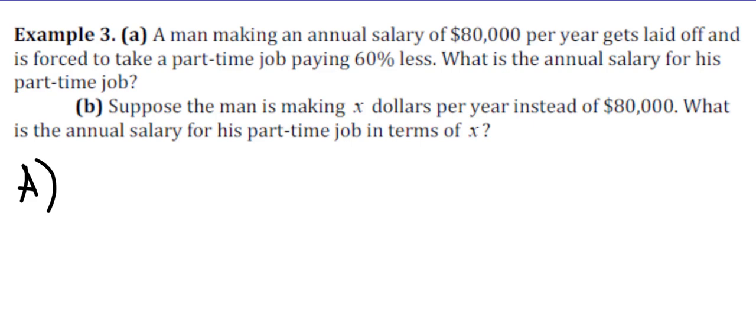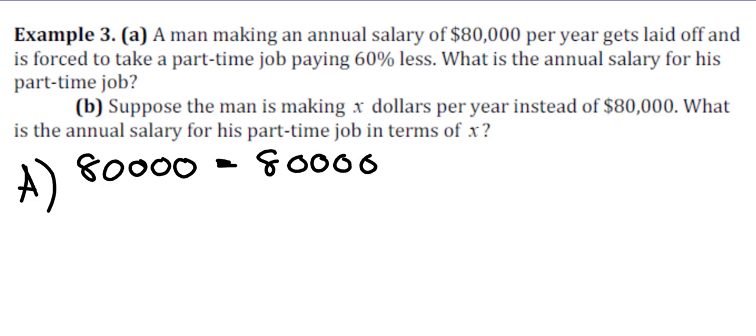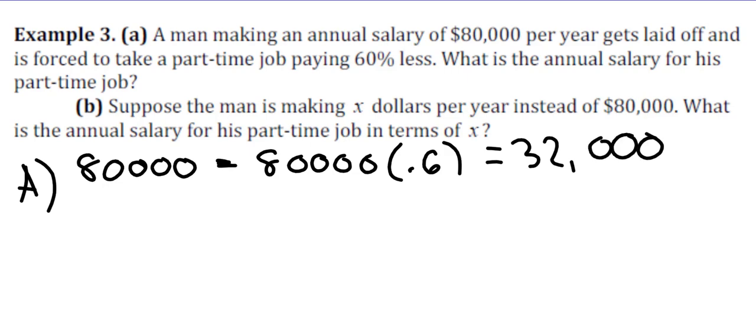He was making $80,000. And we need to take away some from that 80,000. It said he is making 60% less. That means we need to take 80,000 times 0.6. We have to move there 2 decimal places. And what does that give us? That means he is now making $32,000 a year. It's a big pay cut.